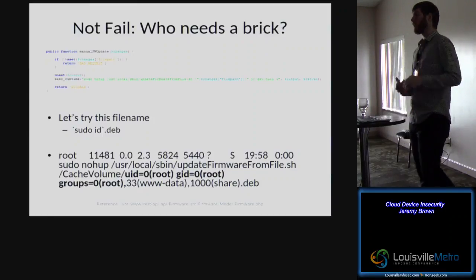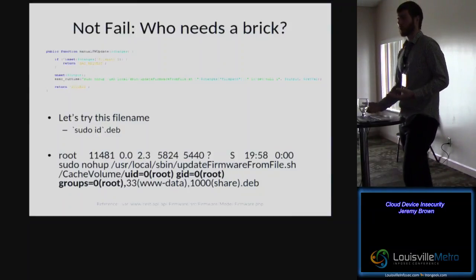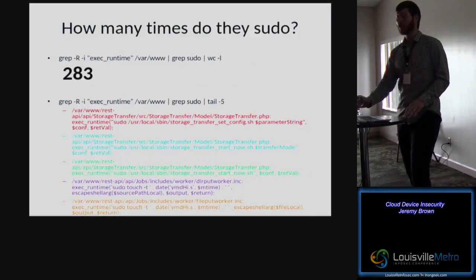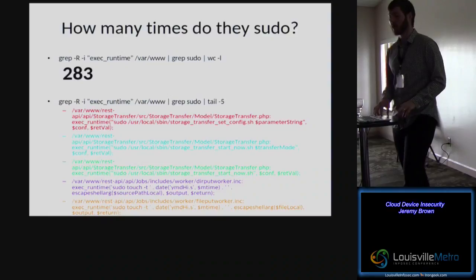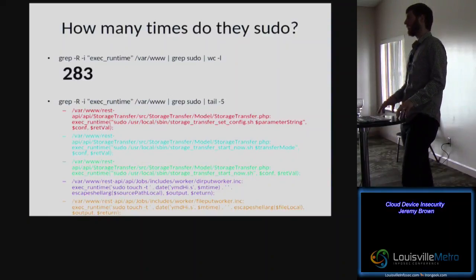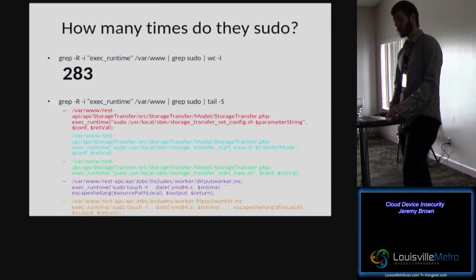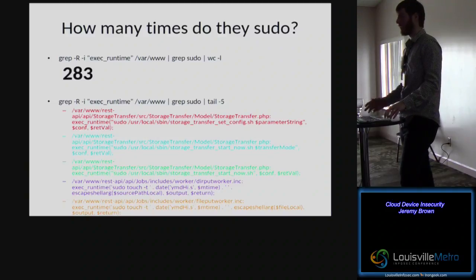So I don't need to upload a backdoor firmware image. All I have to do is upload a file, tell it to escalate privileges, and give it my command, and it'll do that. I don't need to backdoor anything or worry about all those checks. I can do it just by renaming the file. And it escalates to root a whopping 283 times. 283 times I found an execute runtime function call that involved a sudo command. That's 283 chances, if you're able to control some of the input, to potentially inject commands as root.